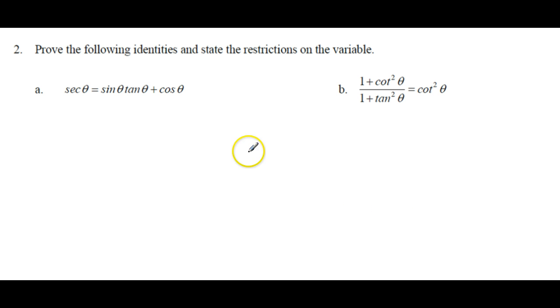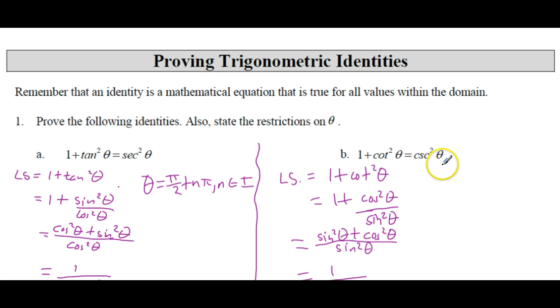Prove the following identities, and oh, restrictions, damn it. Restrictions, so the restriction here is sine. Sine cannot be 0, so theta is not n pi, where n belongs to the integers.